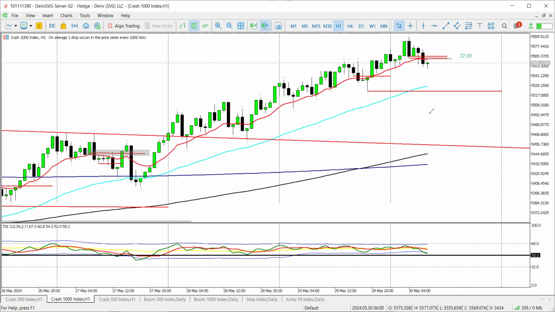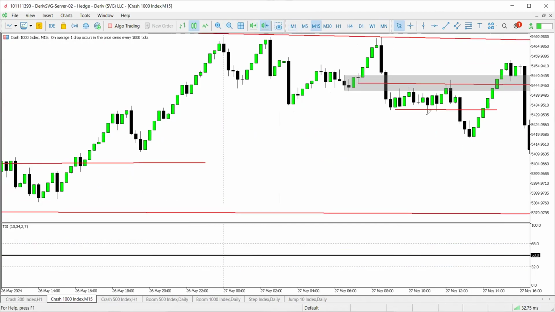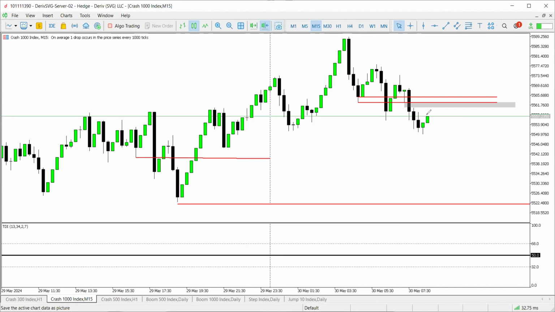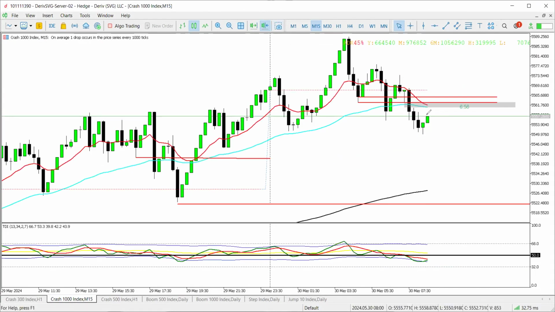Okay, so H1, we are trading below the 13, which allows us to look for a pattern on the M15 time frame. Jumping onto M15, we're looking forward for an order block or any form of pattern. So from this highest high here, this would be the order block, which is where price is right now.